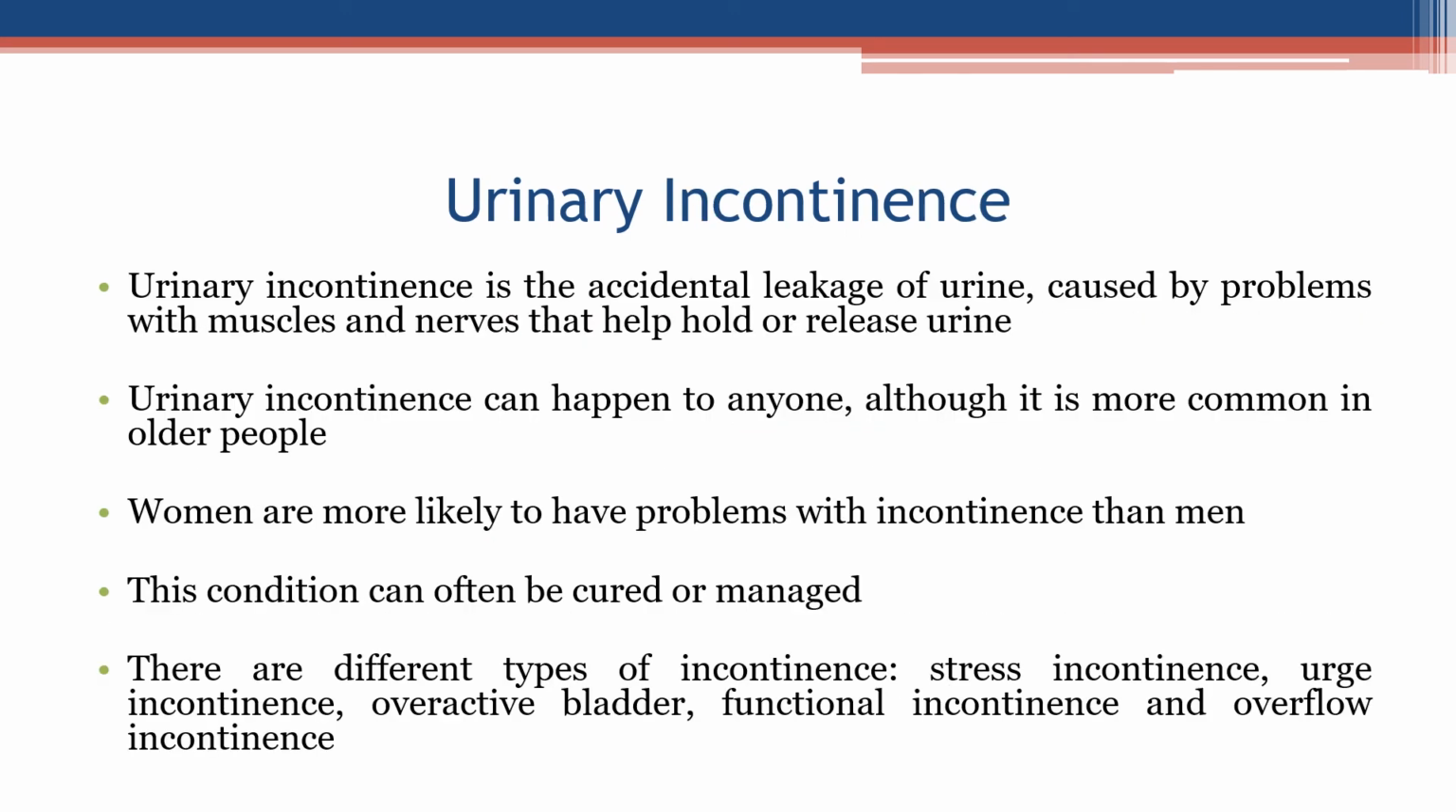Urinary incontinence. Urinary incontinence is the accidental leakage of urine, caused by problems with muscles and nerves that help hold or release urine. Urinary incontinence can happen to anyone, although it is more common in older people. Women are more likely to have problems with incontinence than men. This condition can often be cured or managed. There are different types of incontinence: stress incontinence, urge incontinence, overactive bladder, functional incontinence, and overflow incontinence.